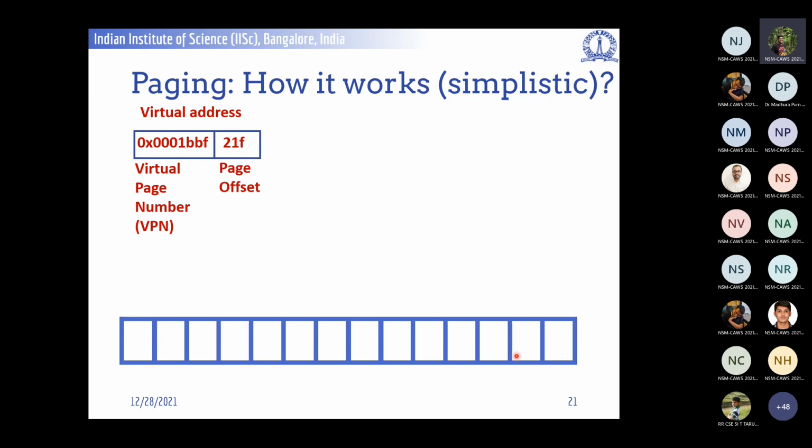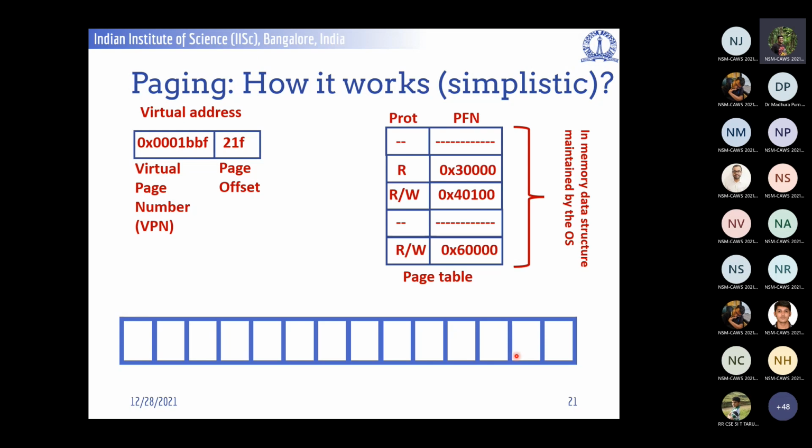And what the hardware has to do to translate is look up a page table to translate the virtual page number to the physical page frame number. You can think of there being a table which is indexed by the virtual page number. And then there is also a protection check. It will check the protection, and then you look up the page table for the physical page frame number.